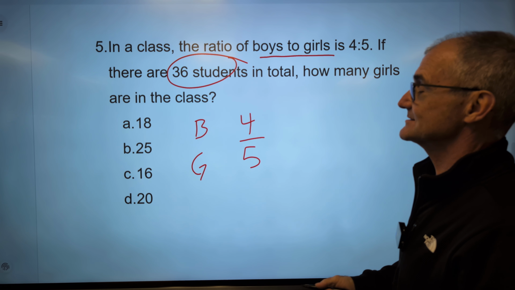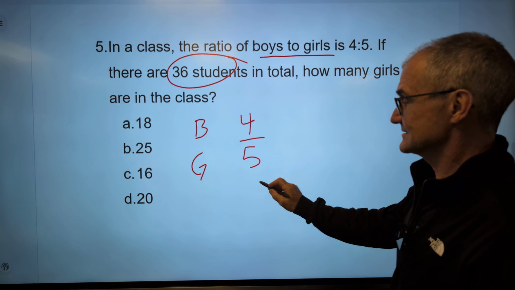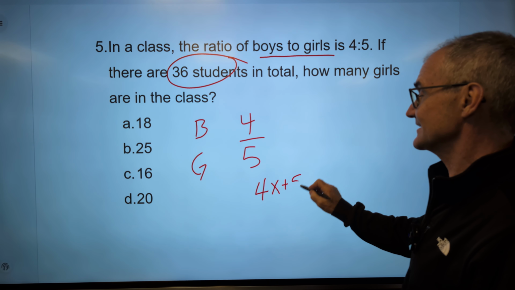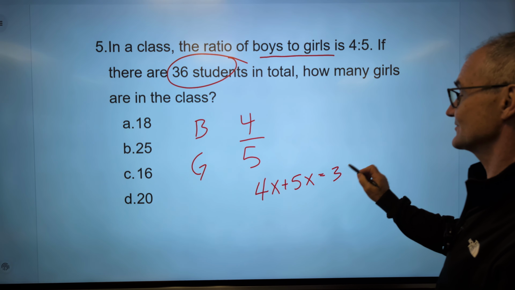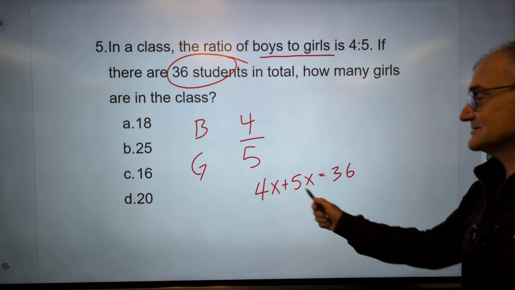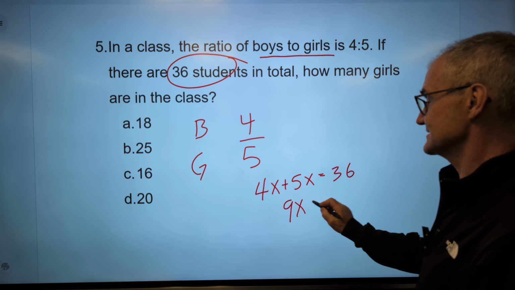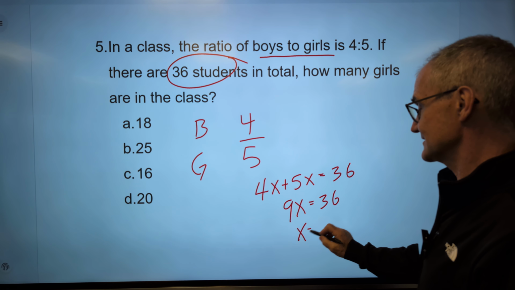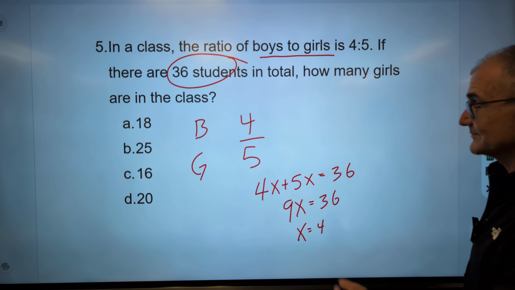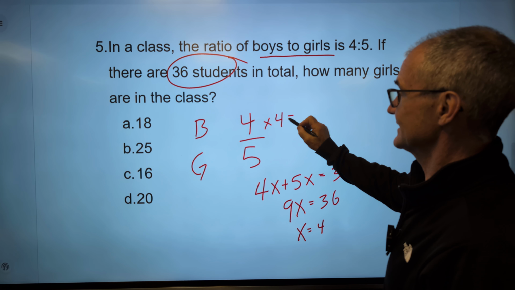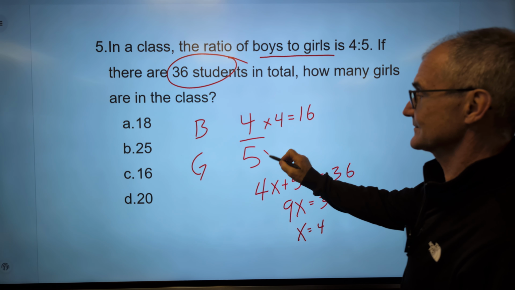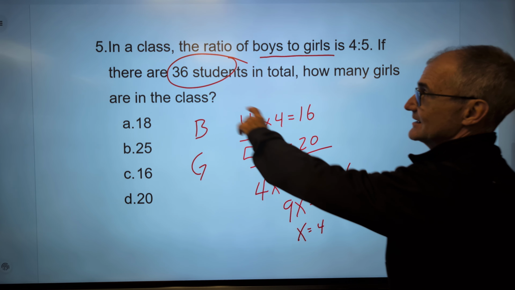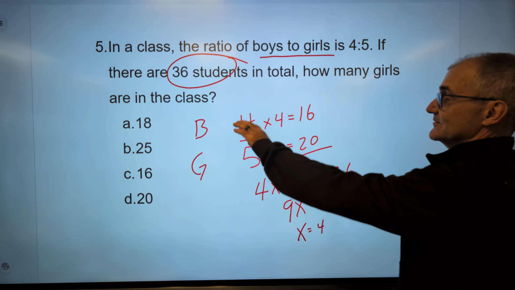Well, what I need to figure out is the total number of students. So it is going to be 4 times x plus 5 times x is equal to the total 36. These are similar values. 9x is equal to 36. Divide both sides by 9 and x is equal to 4. So that means 4 times 4 is 16 boys. 5 times 4 is 20 girls. A check is together they are 36 and they are in the ratio of 4 to 5.